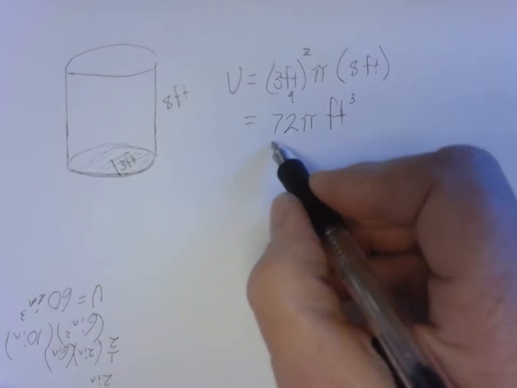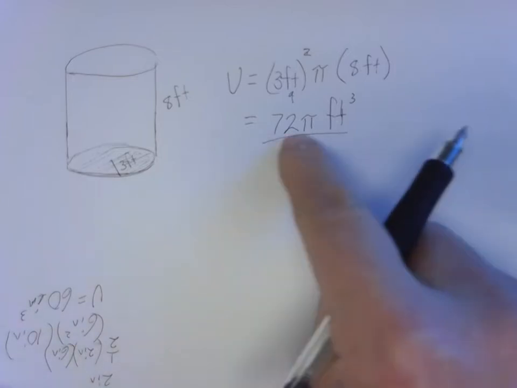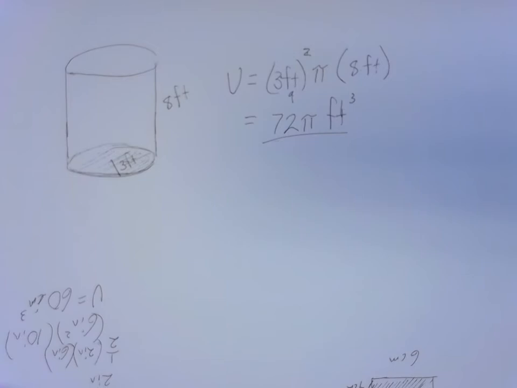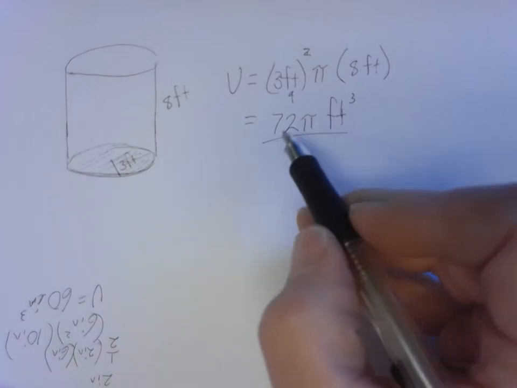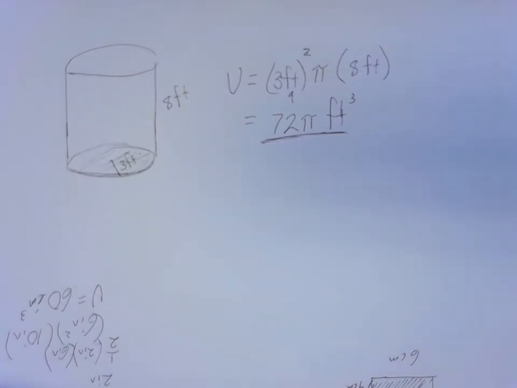And this is the exact answer. If I need to give the answer to the nearest tenth or the nearest hundredth, I'll get out a calculator. I know you guys could type that in, get an estimate, but this is the exact answer, and I prefer to write it that way, partly because I'm lazy and partly because that's the exact answer. Okay, so that's basically how we find volume.